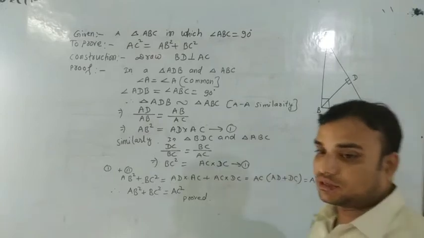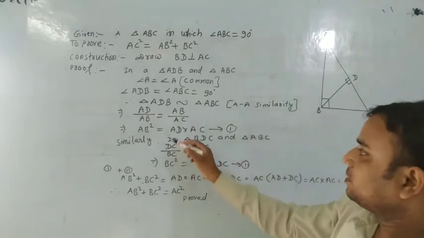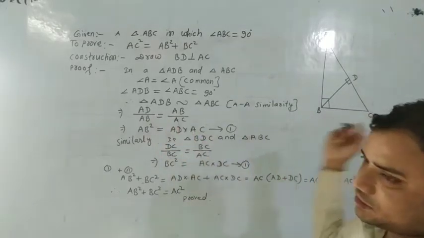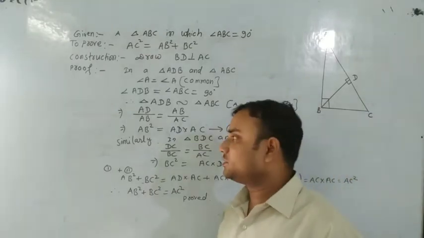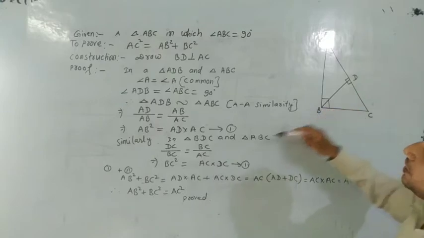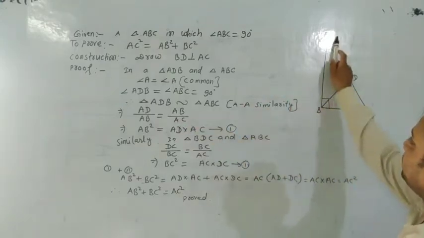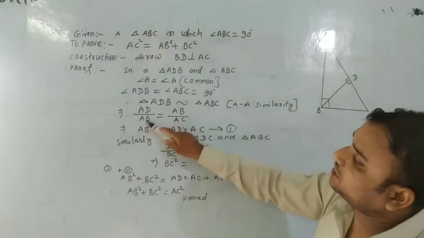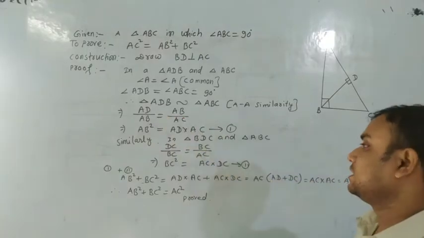If triangles are similar, then all corresponding sides are proportional. So AD upon AB equals AB upon AC. By cross multiplication, AB square equals AD into AC.